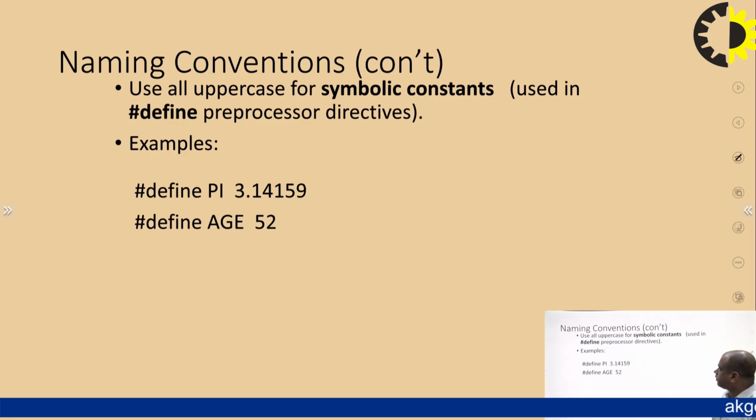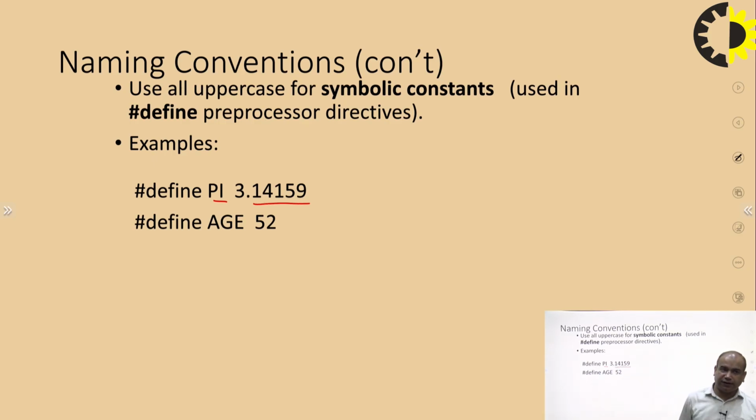Next, all uppercase symbolic constants start with hash define, which is a preprocessor directive, meaning they are external constants, like #define PI 3.14159, like #define AGE. Their values are already defined and that will be universal to all. So I will define them with uppercase characters.